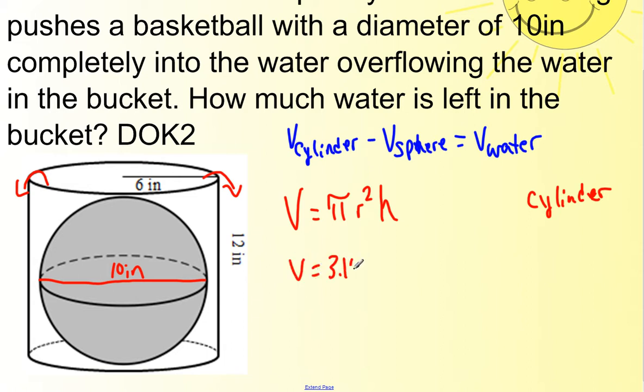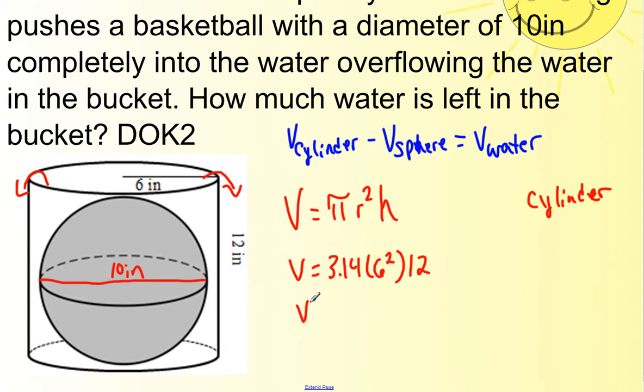Pi is 3.14. Let's see, radius. Do we know the radius of the cylinder? We do. It's 6 inches, squared. Do we know the height of the cylinder? We do. It's 12. Okay, so that makes finding the volume of this cylinder very easy.